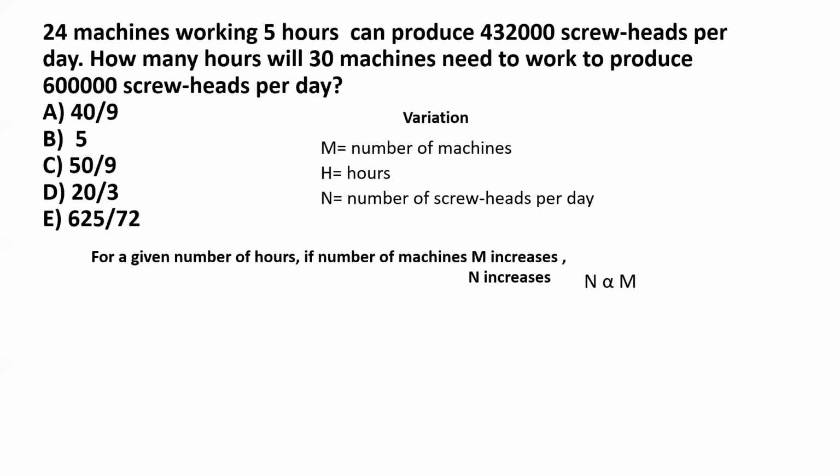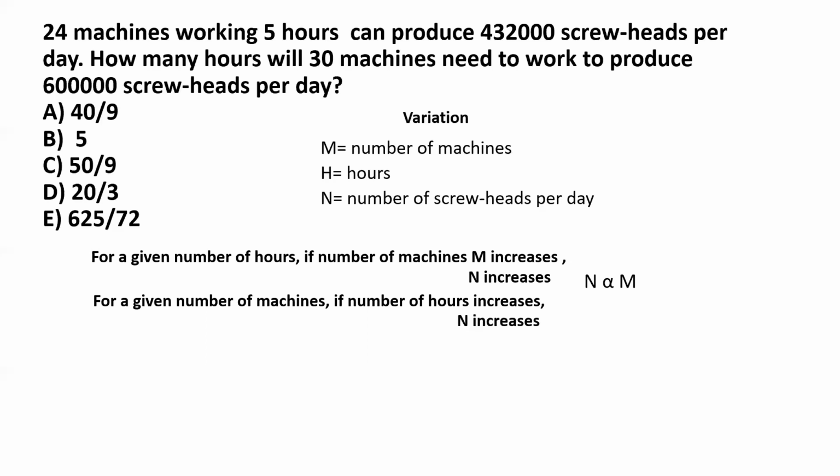And in a similar way, we can ask ourselves, if you're given a number of machines, then if the number of hours H increases, what happens to the number of screw heads? Well, we have the same number of machines, but now they're working for more hours. That means I'll be able to produce more screw heads. So N will increase in this case. And so we can write N is directly proportional to the number of hours H.